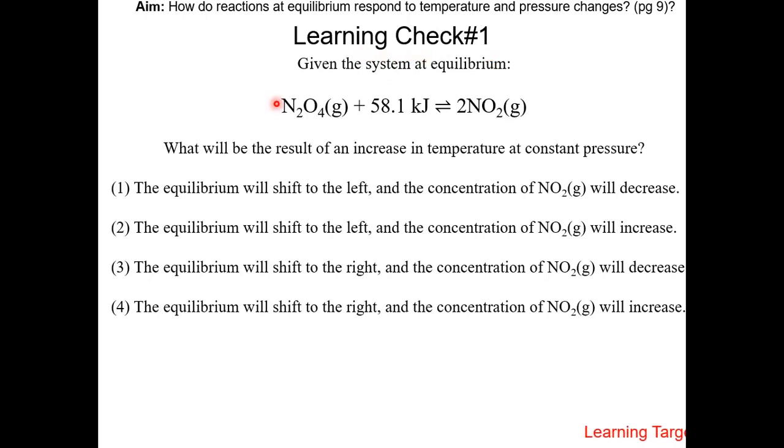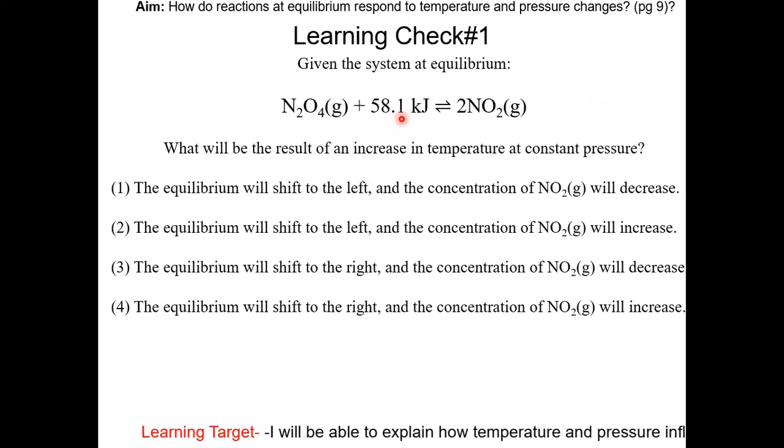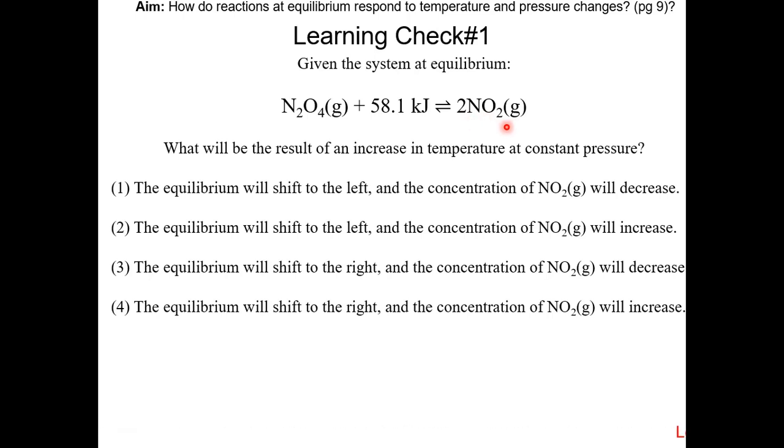Learning check number 1. What will be the result of an increase in temperature at constant pressure? Pause the video and resume once completed. Since energy is on the reactant side and we're increasing the temperature, equilibrium will shift right. It will favor the opposite side of energy in the chemical equation. Therefore, the concentration of NO2 will increase. Choice 4.